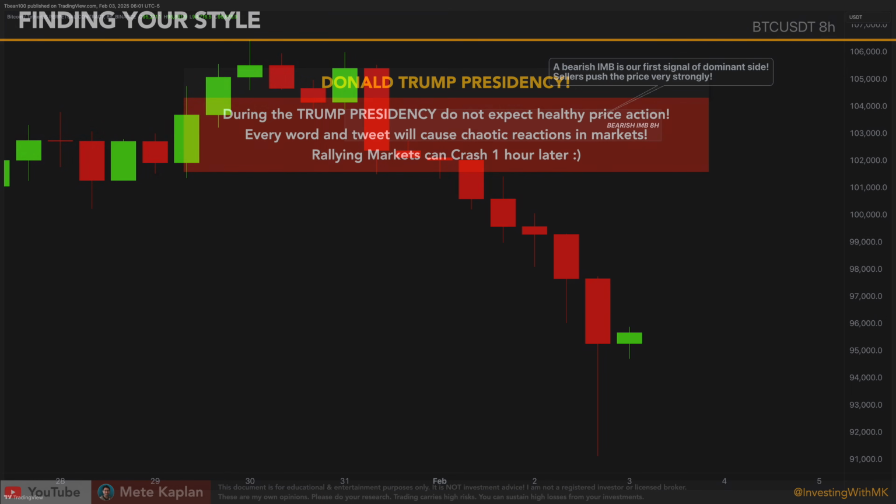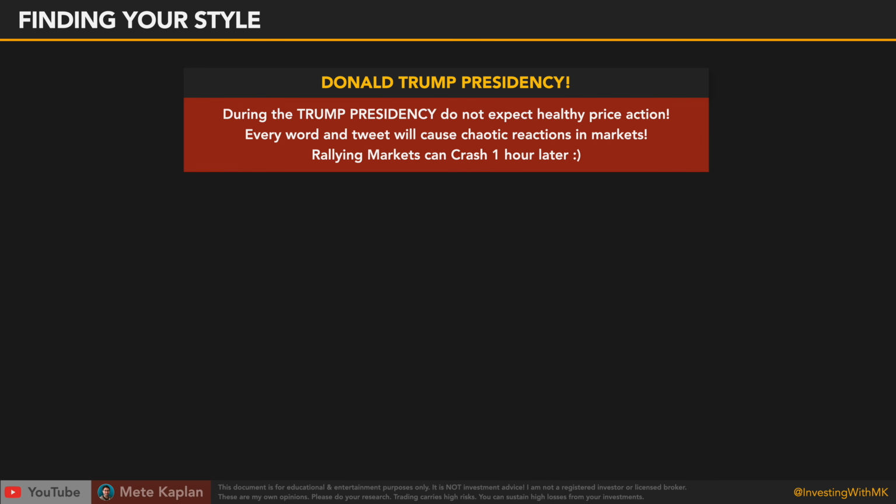Before we move on, I have to talk about Donald Trump. Trump is not your regular European president. He's very direct and tells whatever he thinks. In the next 4 years, you need to get ready for a roller coaster in all the markets. A rallying market can crash in the next hour, or a 20% crash can recover in just 1 day. Anything is possible with Donald Trump.